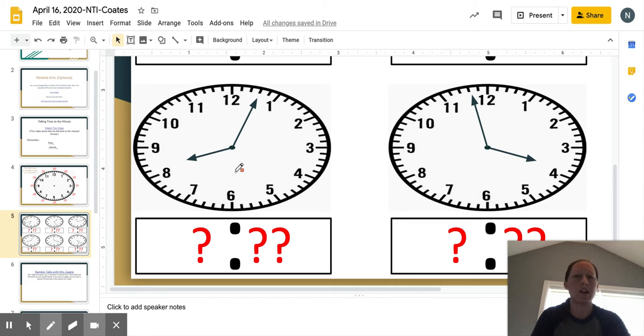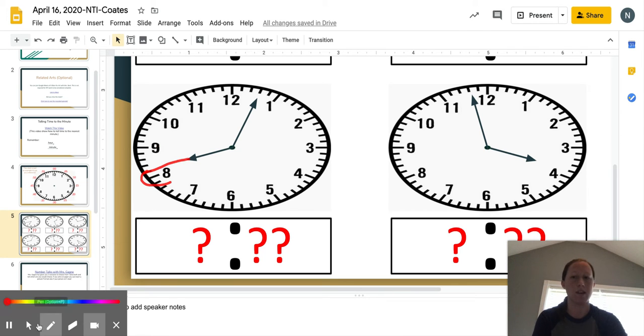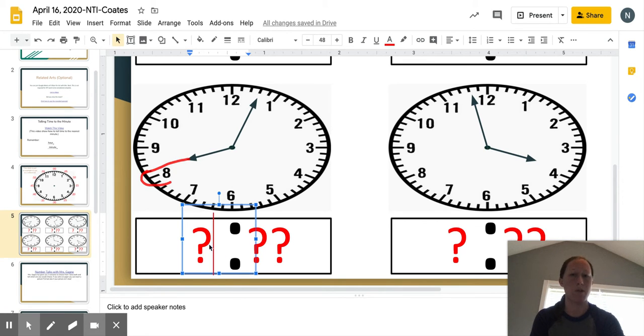So when you're looking at a clock, you always want to start looking at the hour hand, which is the shorter hand. And if I look at this hour hand, it's in between the 8 and the 9. But you always wrap back to the hour because even though it's in between the 8 and the 9, it's not yet 9 o'clock. It's still 8 something. So I'm going to go down to my digital clock down here, and I'm going to go ahead and put my hour in. It's 8 something.